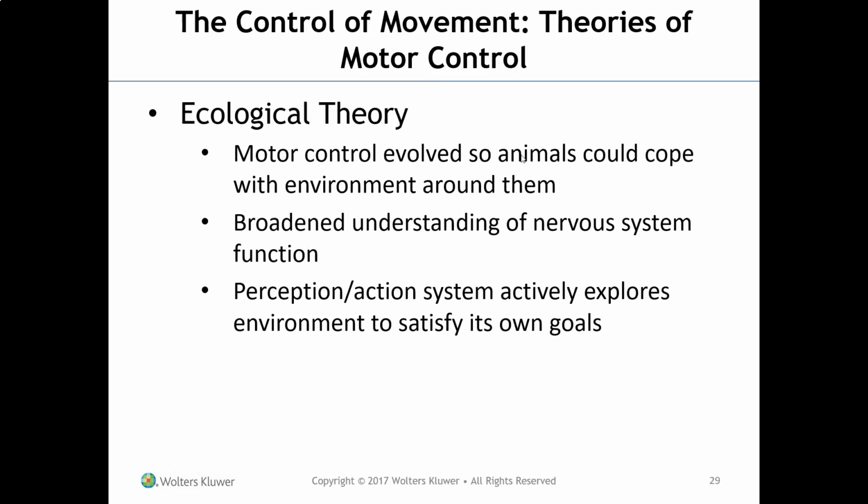Motor control evolved so animals could cope with the environment around them. It broadens the understanding of the nervous system. Again, that goes back to the basis of the nervous system, where the systems theory didn't focus on the neurological, but the ecological theory goes back to the nervous system. The perception-action system actively explores the environment to satisfy its own goal. So in the 60s, James Gibson was beginning to explore the way in which the motor system allows us to interact most effectively with the environment in order to become goal-oriented, right? So we have a goal, and then how do we achieve that goal?